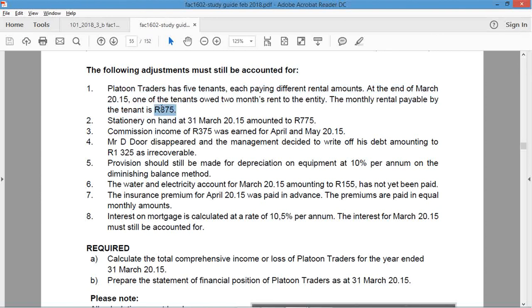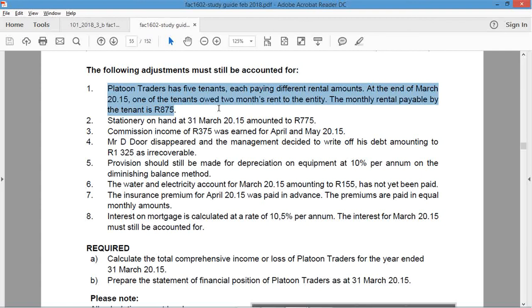Platoon Traders has 5 tenants, each paying different rental amounts. At the end of March 2015, one of the tenants owed 2 months' rent to the entity. So what did you do with it? Give me your working. I said bank, but it's not cash, so it's not bank. So, rent is expense.